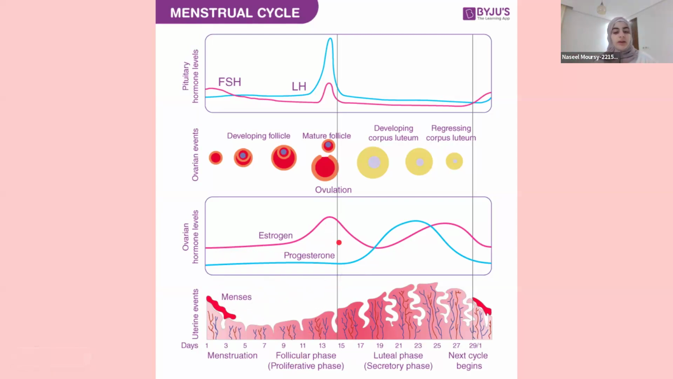Okay. Now, then day 14, we have ovulation. And from day 14 to day 28, we have the luteal phase, okay, or the secretory phase. So it's called luteal phase because you got the corpus luteum, okay, and secretory because mainly you're getting a lot of progesterone being secreted. All right.